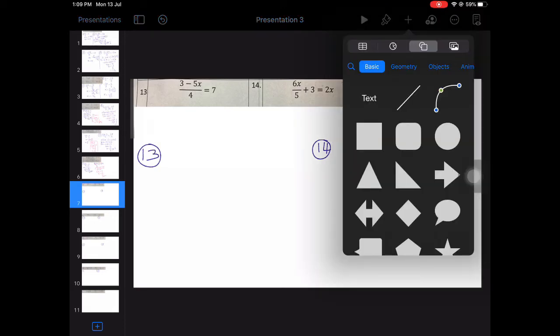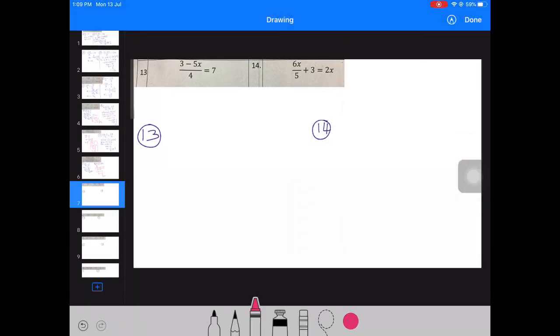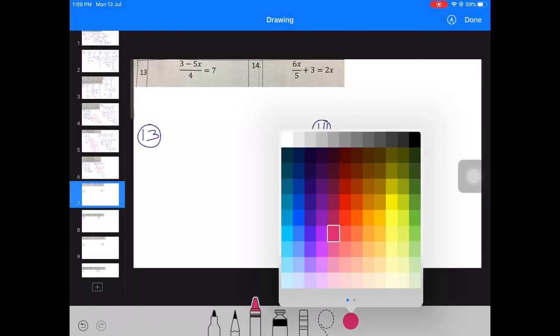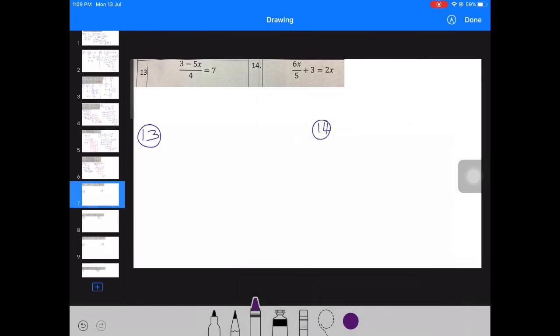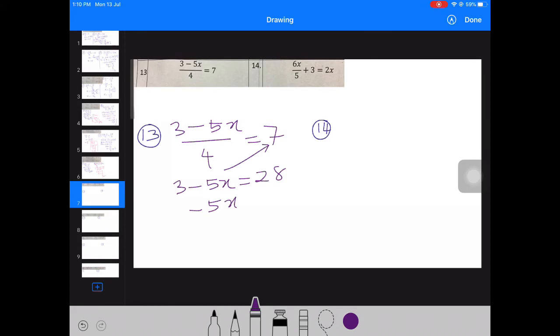3 minus 5x, sorry. Okay, we have 3 minus 5x over 4 equals to 7. Here 4 is divide, you bring it to the right, it becomes multiply. So 3 minus 5x equals to 28. And then we bring the 3 to the right. On the left side, you still have negative 5x equals to 28.